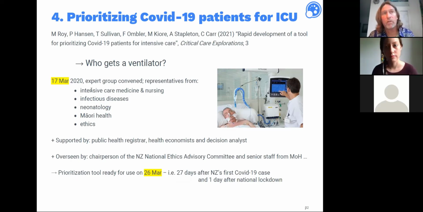So a group of experts came together on the 17th of March, supported by Franz, me, Trudy Sullivan, Melissa Roy, Matthew Chiori, and a bunch of other people too, a whole group, ethical experts as well, and within less than 10 days had come up with a set of criteria and weights to support these very tough decisions about who would get put on a ventilator and who would be offered alternative forms of treatment, which potentially, of course, could end in their death.